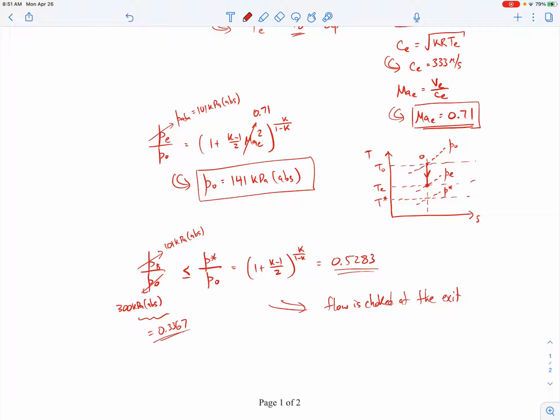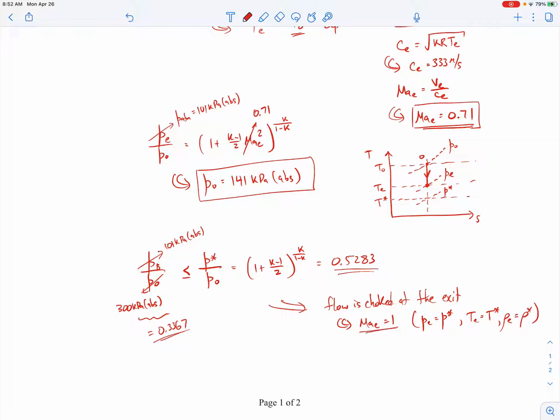Okay, since the flow is choked at the exit, it means that the Mach number at the exit is equal to 1, and all the other conditions are at sonic conditions. So the pressure at the exit is P star, the temperature at the exit is T star, and the density at the exit is rho star. Remember that the starred conditions here just mean that you're at sonic conditions. All right, so we're trying to find the velocity at the exit.